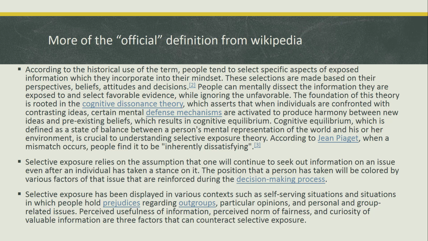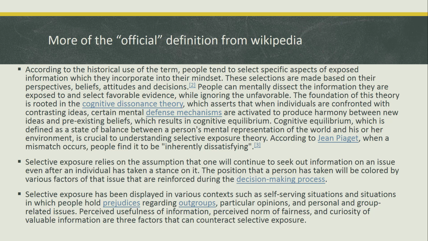Now, the duality of everything, the polarization, was intentionally done by the media. So they're the ones creating the cognitive dissonance. It's not people. The line there that people can mentally dissect the information they are exposed to and select favorable evidence, I mean, yeah, well, that's true, but it's not, especially if they haven't been trained because they've been selectively exposed to slanted information their whole life. How could they possibly come to it on their own?